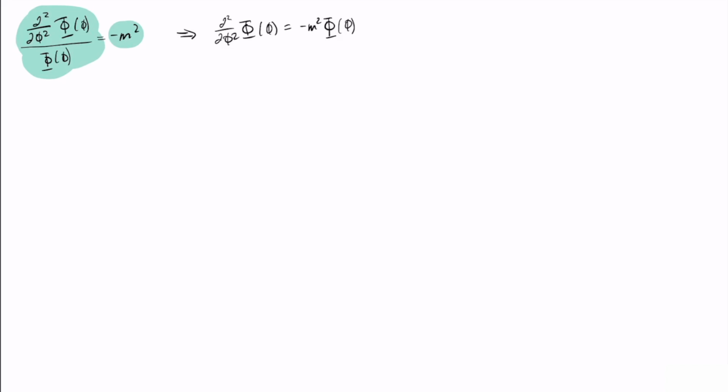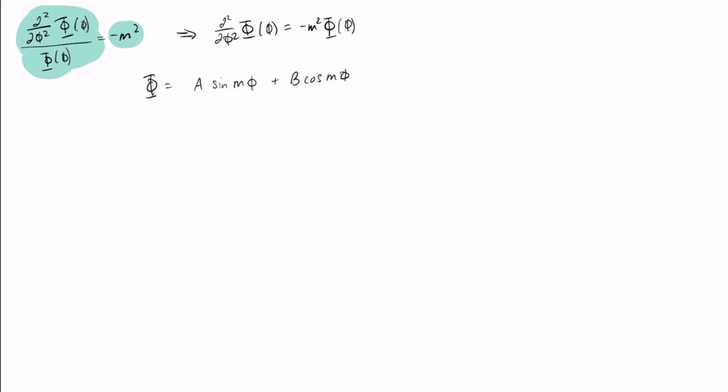minus m squared times the original function. And this should already look familiar. This is a problem that we've dealt with over and over again, and we should be able to guess what the solutions are pretty much immediately. That phi will take the form of a times sine m phi plus b times cosine m phi.